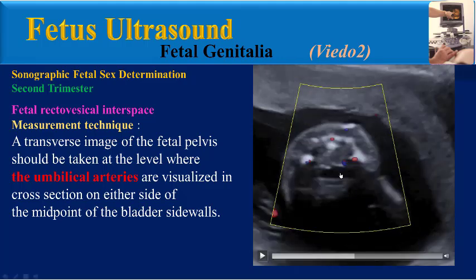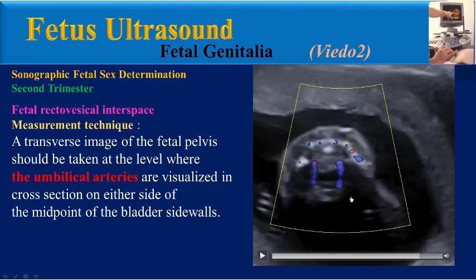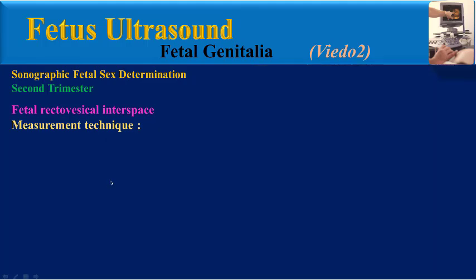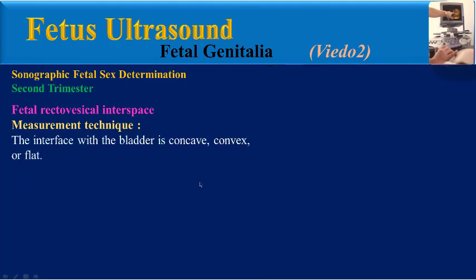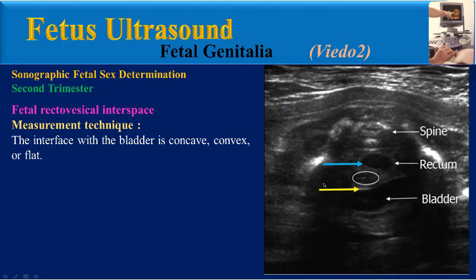But if the umbilical arteries are at the posterior aspect of the bladder, the level is too low. And if the umbilical arteries are in a longitudinal section, then there is a craniocaudal tilt. After magnification, the distance between the posterior wall of the fetal bladder and the anterior wall of the rectum is measured. The interface with the bladder is concave, convex, or flat.